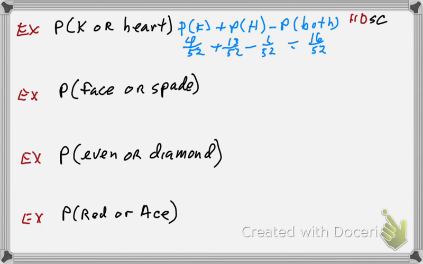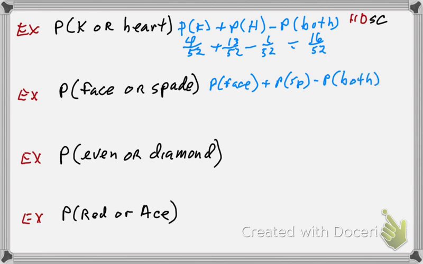Okay, let's try a couple more here. Face card or a spade. Are they mutually exclusive? Face cards are Jack, Queen, and King. Are they disjoint? No. Because I could have Jack of Spades, right? Or Queen of Spades. So they're not disjoint, so I've got to say the probability of face card plus the probability of spade minus the probability of both.